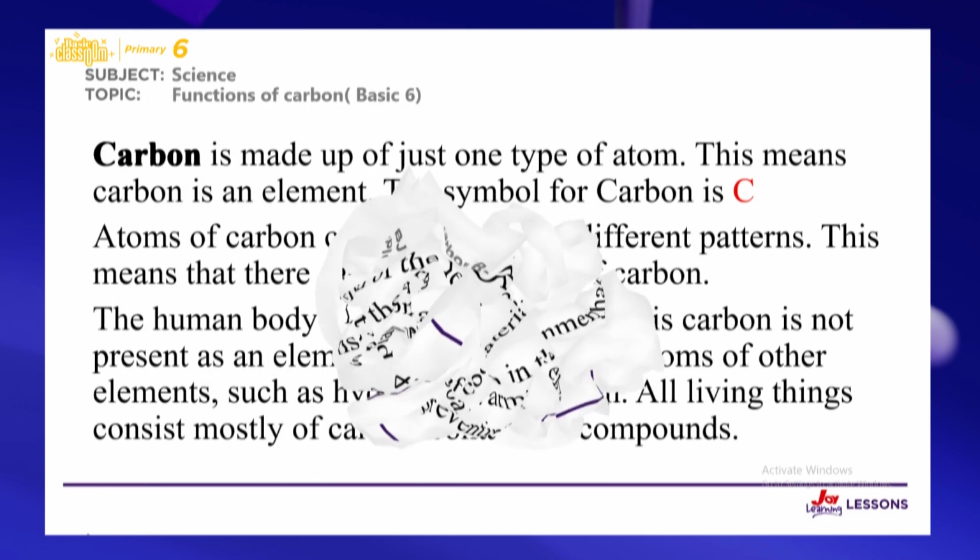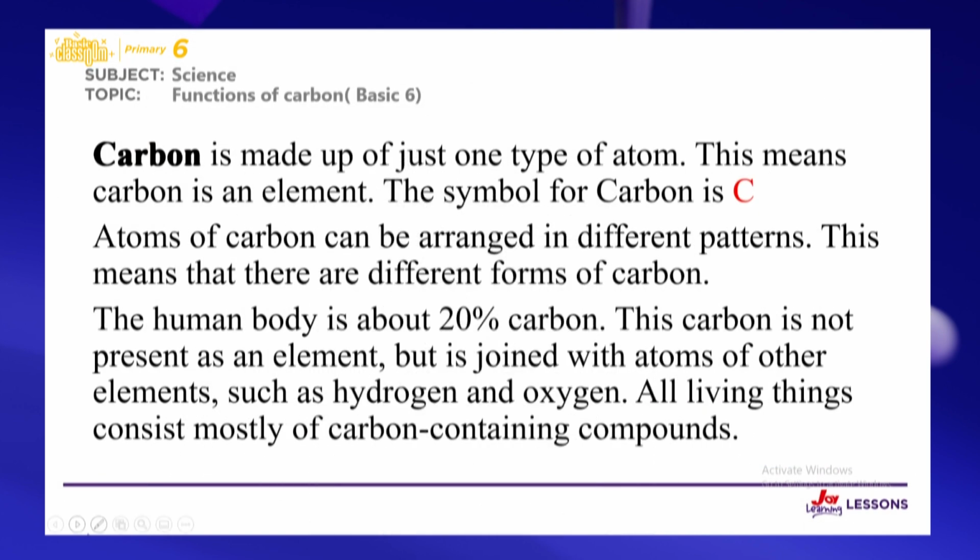All right. Now, I want to talk about carbon. What is carbon? Carbon is made up of just one type of atom, and this means carbon is an element. The symbol for carbon is C, capital C. Atoms of carbon can be arranged in different patterns, and this means that there are different forms of carbon.